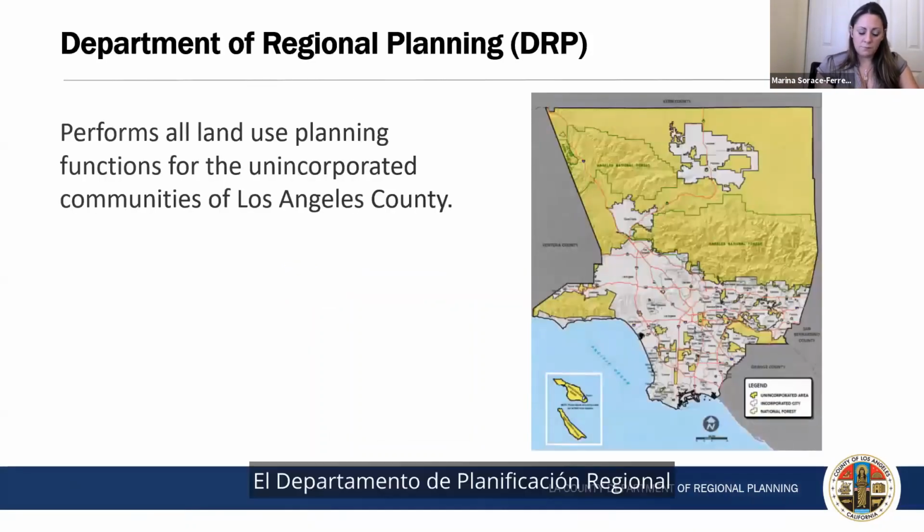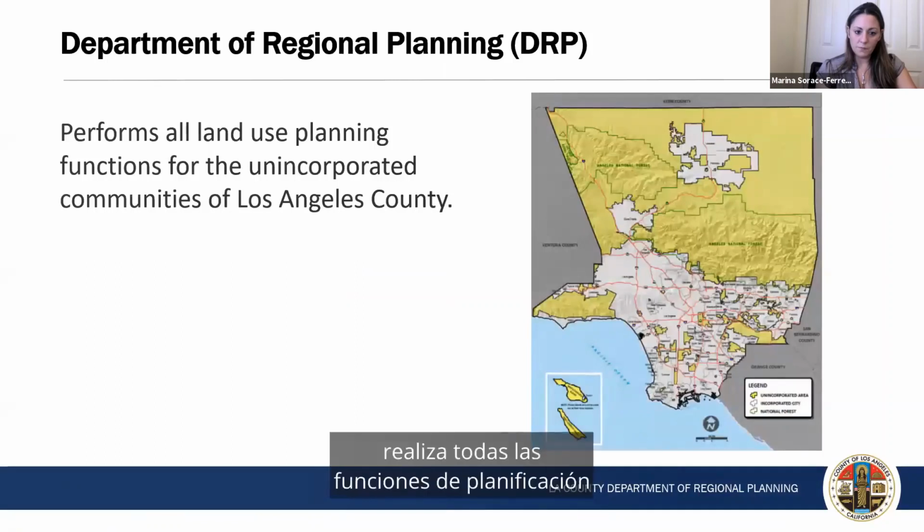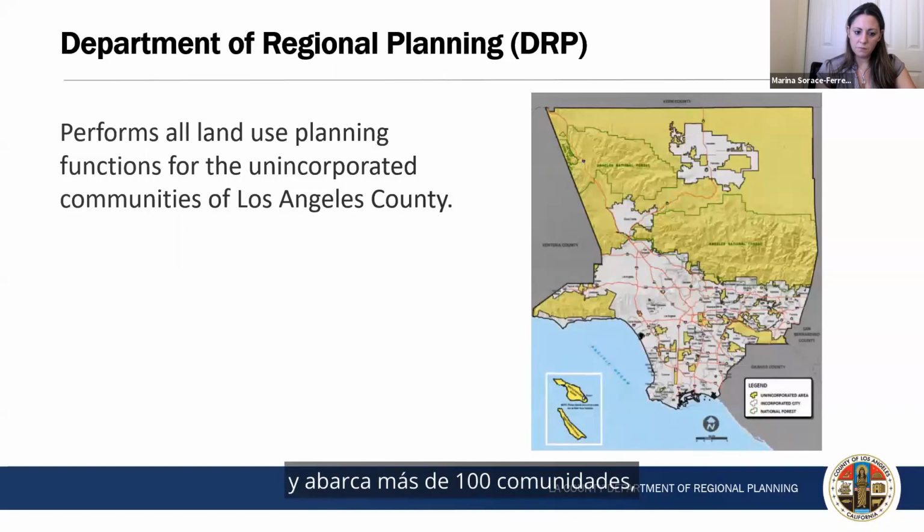The County of Los Angeles Department of Regional Planning performs all land use planning functions for the unincorporated communities of Los Angeles County. More than 65% of the county is unincorporated and encompasses over 100 communities, depending how you define them.